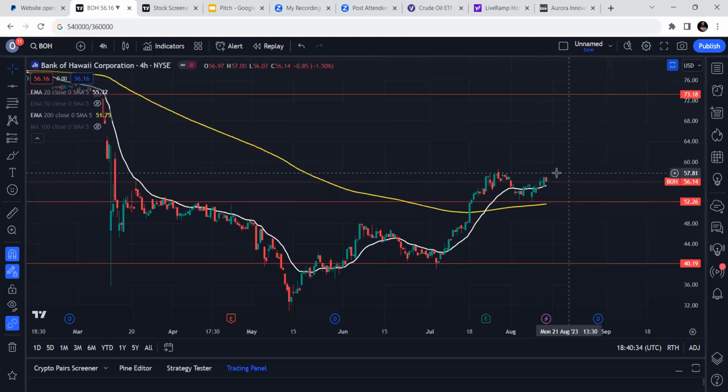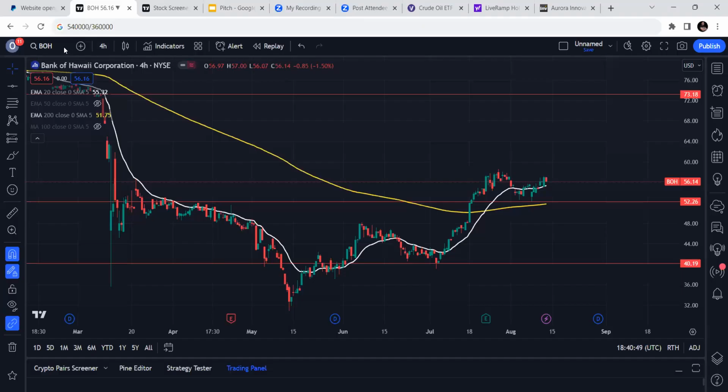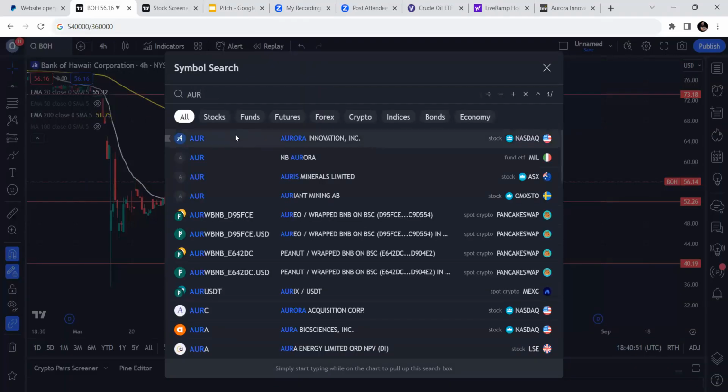BOH and AUR are the ones because they are actually in a confirmed uptrend after breaking out from accumulation. So I don't just jump into all the stocks because it just pulled back. I want to see a confirmed uptrend. First one is AUR.